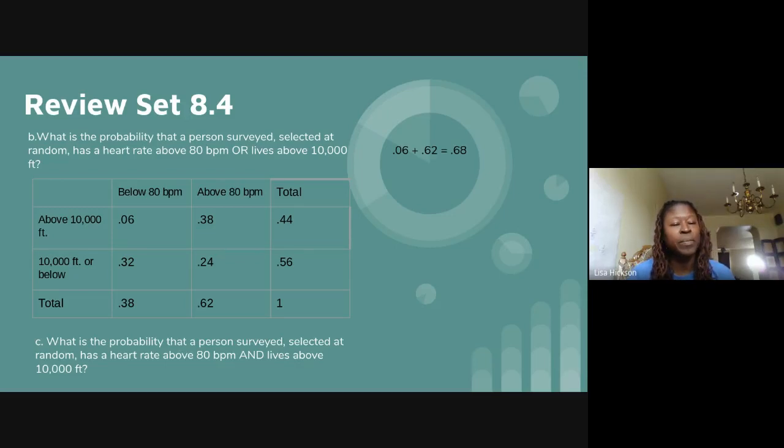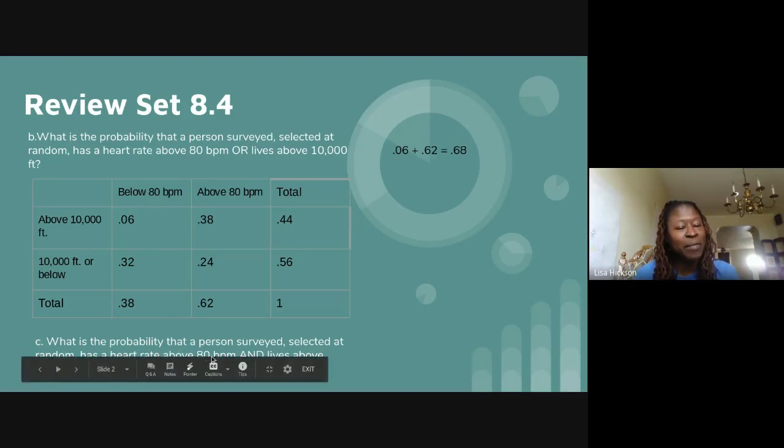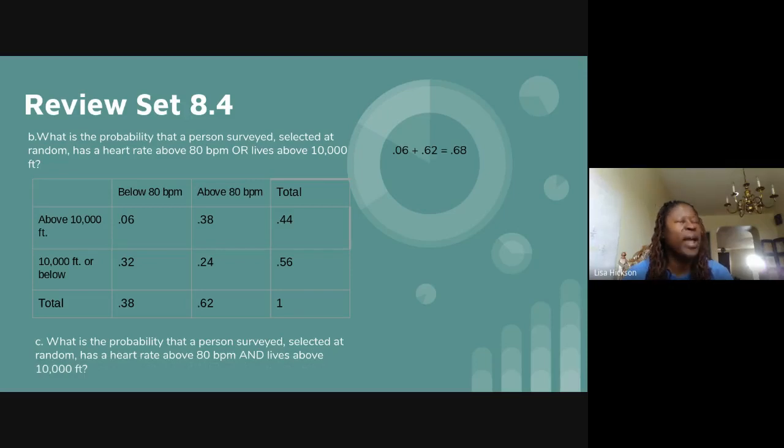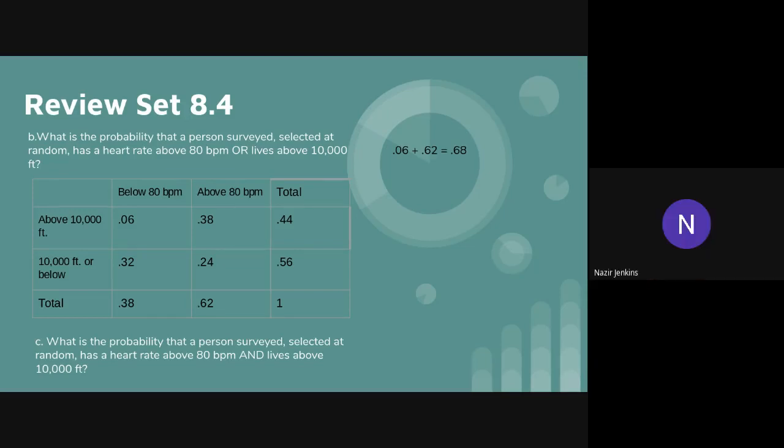Where do the two situations meet? Again, the person's heart rate is above 80 beats per minute, so find that column. And they live above 10,000 feet, find that row. Just like if you're plotting a point, where do those two events meet? At which number? 38. All day.